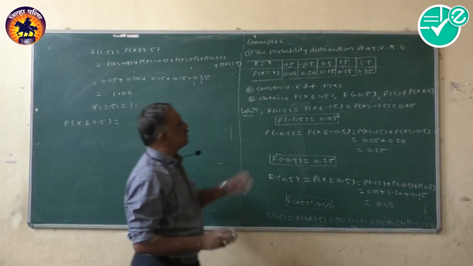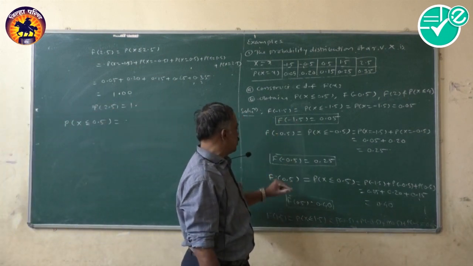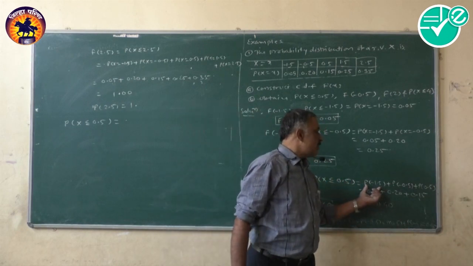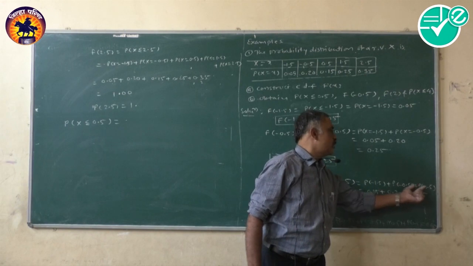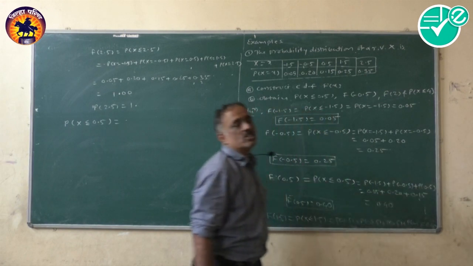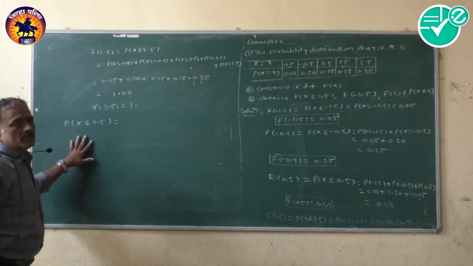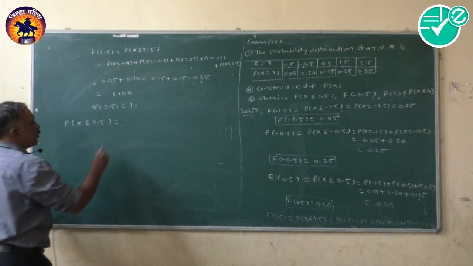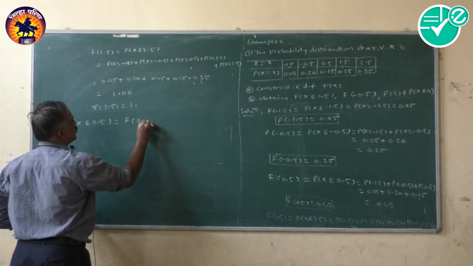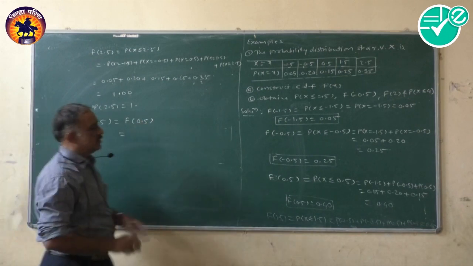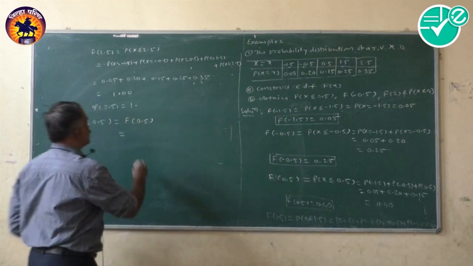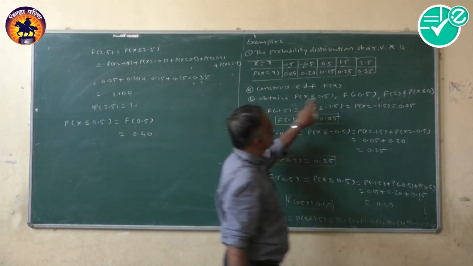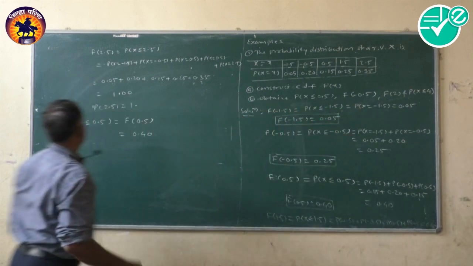Actually, we completed the problem. The probability that x is less than or equal to 0.5 is exactly equal to F of 0.5, or it is the probability at minus 1.5, probability at minus 0.5, probability at 0.5, and the addition of all these will be 0.40. So you may use directly the definition of a CDF. The probability that x is less than or equal to 0.5 is nothing but F of 0.5. And we solved it already. What is F of 0.5? It is equal to 0.40. Next, F of minus 0.5.